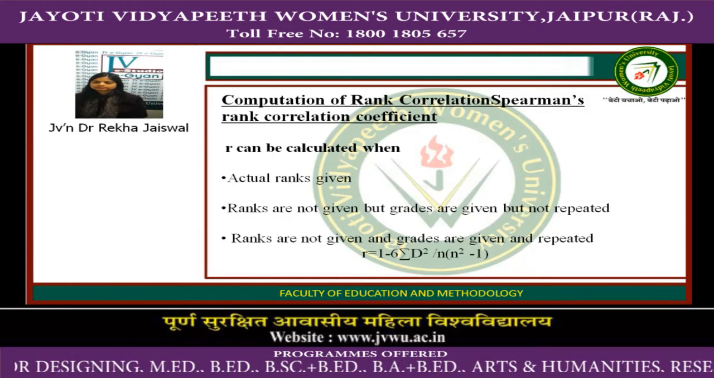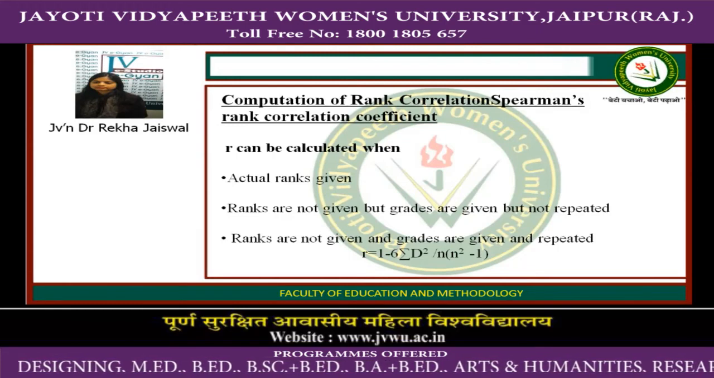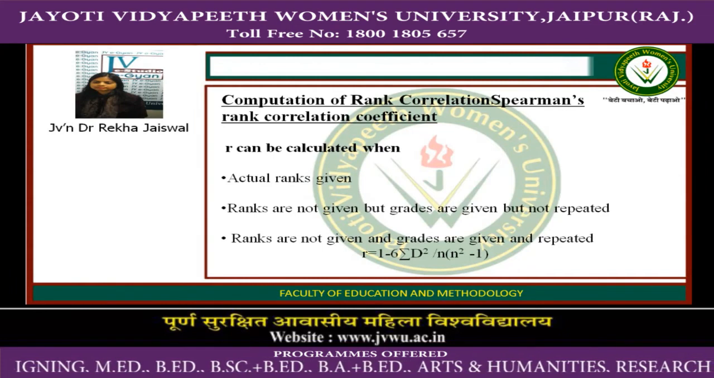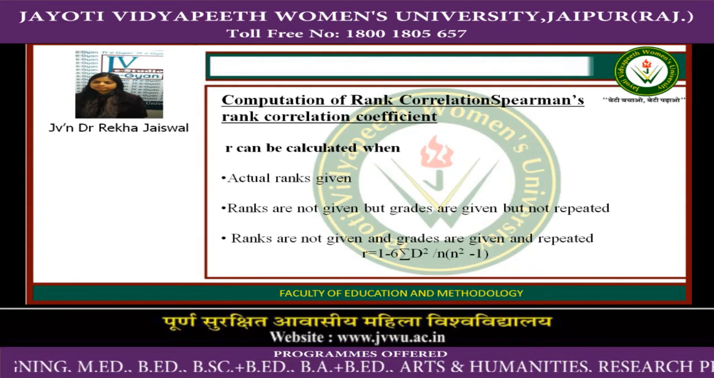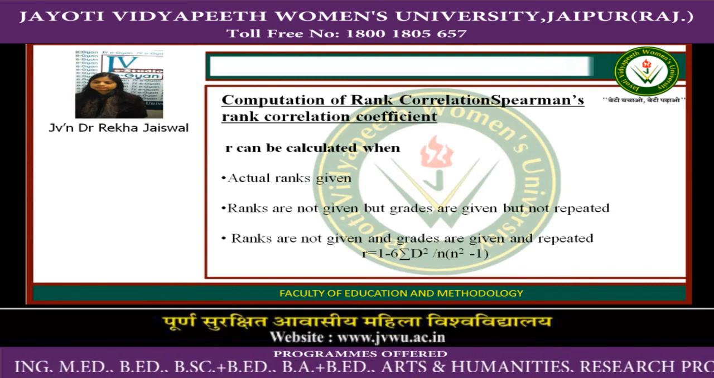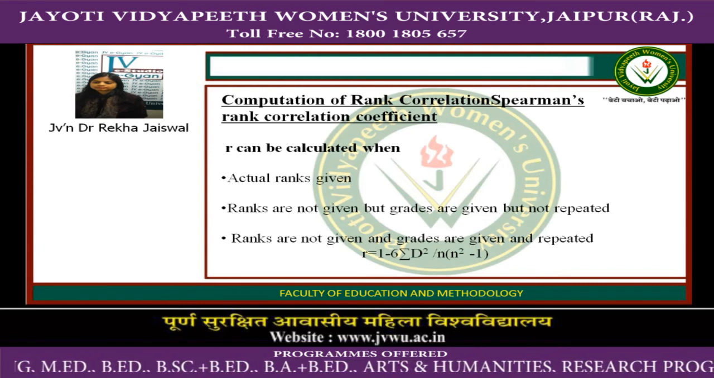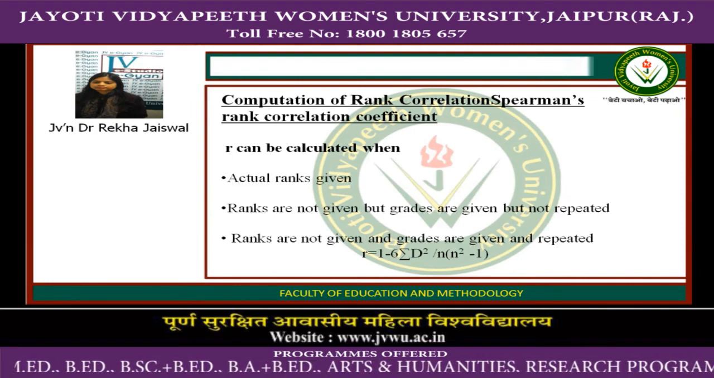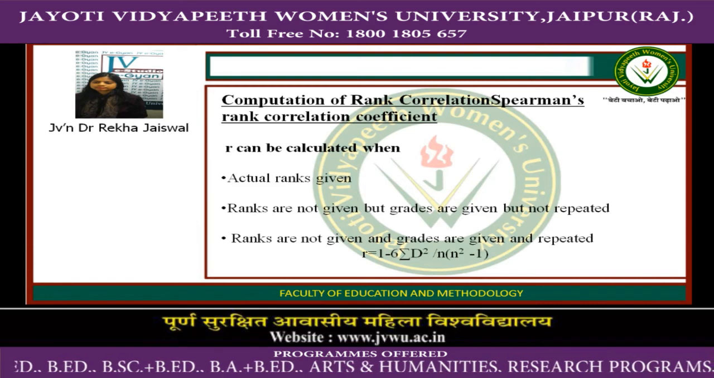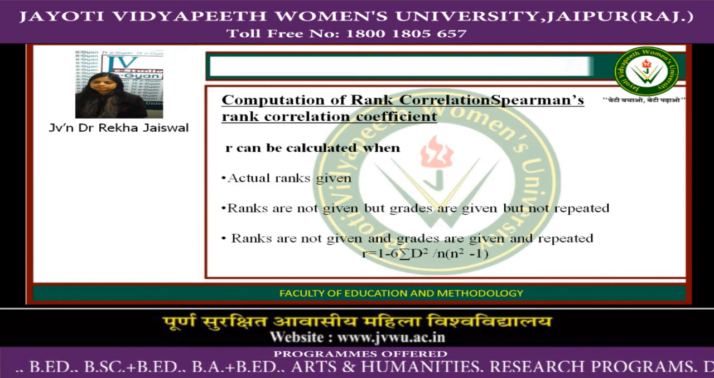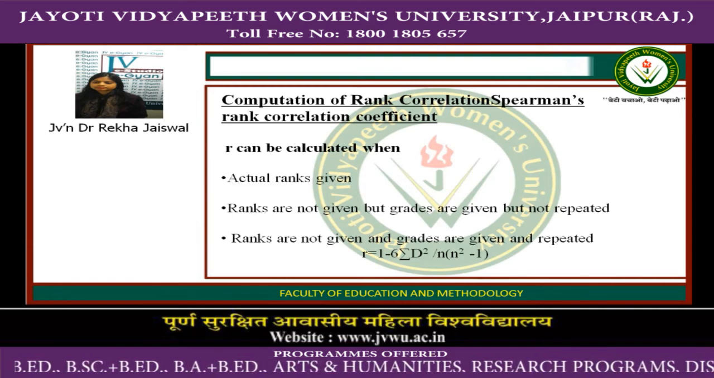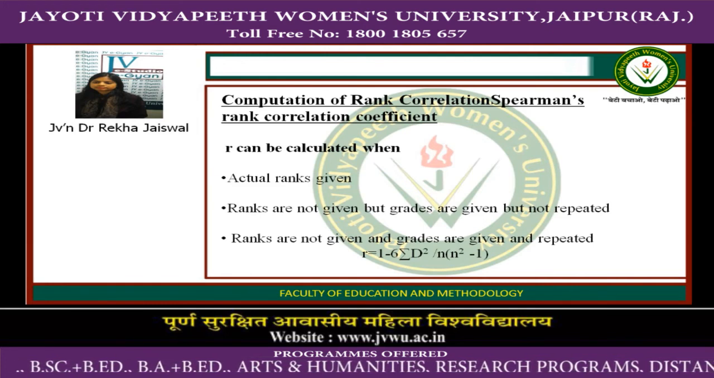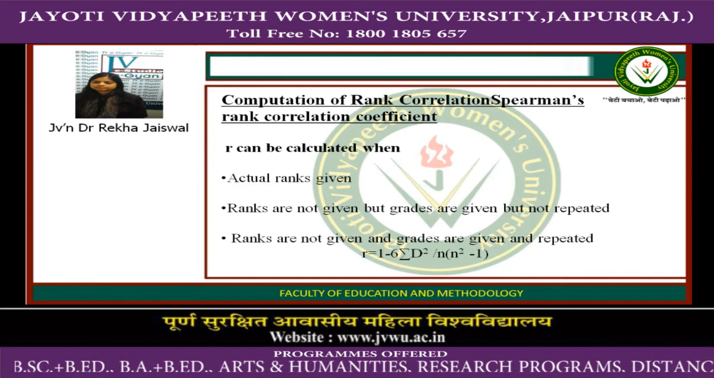There are three types of questions or problems on rank correlation. First, actual ranks are given. Second, ranks are not given but grades are given and not repeated. And third, ranks are not given and grades are given but repeated. For the first and second, we use the formula 1 minus 6 sigma d square upon n into n square minus 1, where d equals Rx minus Ry. Rx is the rank of the x series and Ry is the rank of the y series.